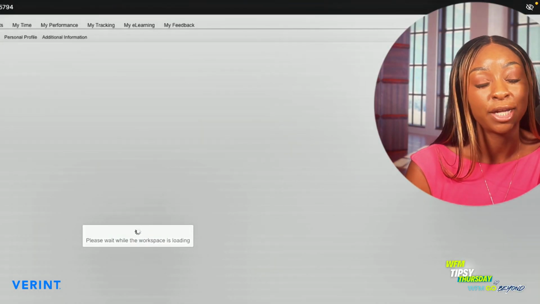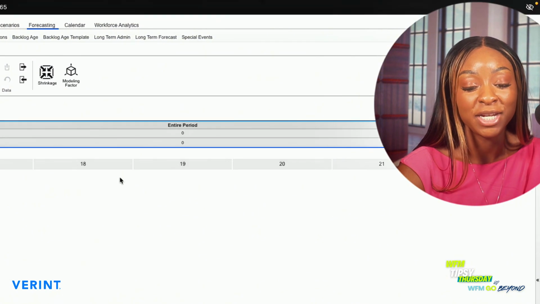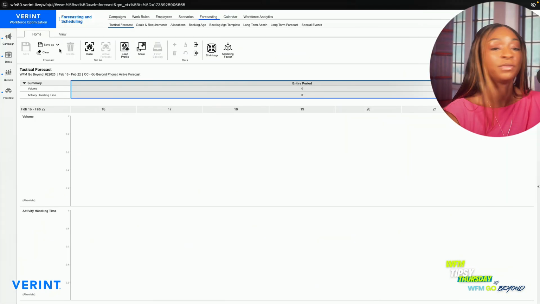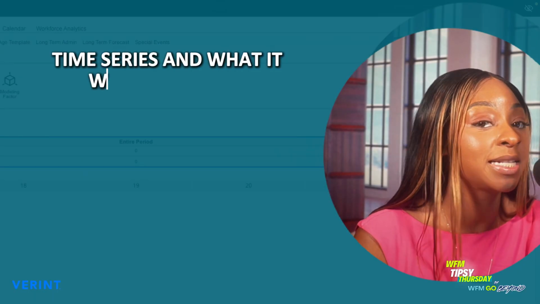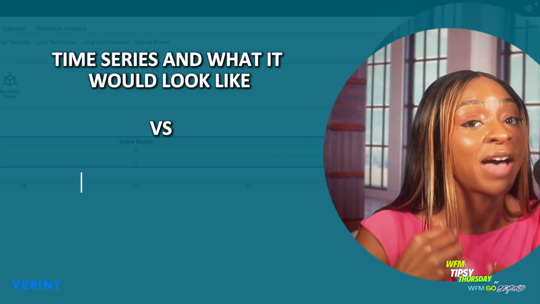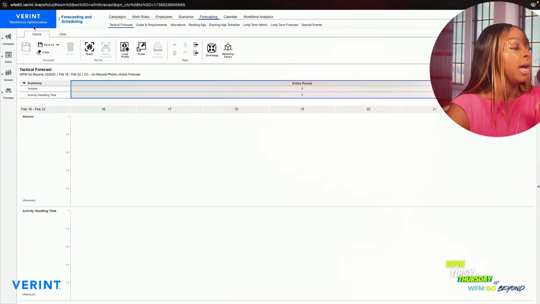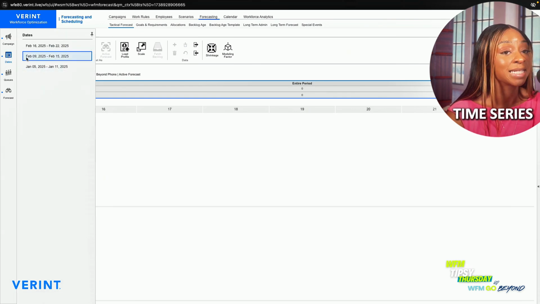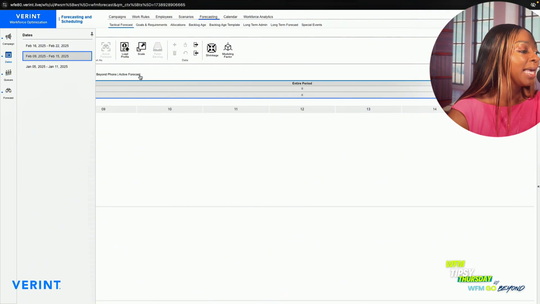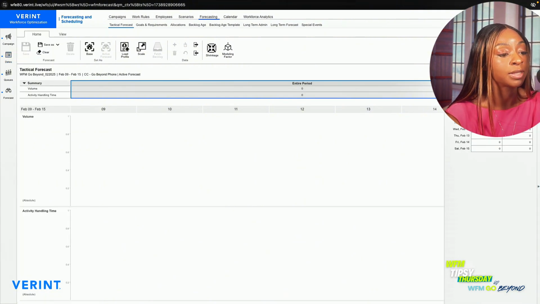Now, again, this isn't a training, so I haven't explained setting up campaigns and all of those different things that you definitely need to make sure that you are doing. But my point is I want to show you time series and what that would look like versus if I were in the point forecasting methodology or using that part of my brain. If I'm thinking about time series in the tactical forecasting, I can come in here and go to dates and say I'm forecasting for the week of February 9th. Again, this isn't a training. I'm just wanting to show you something really quickly.